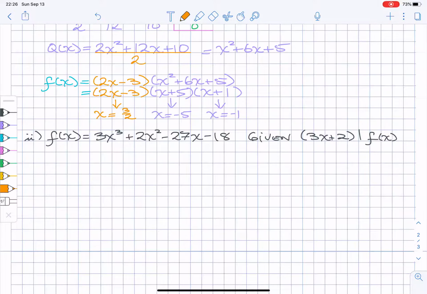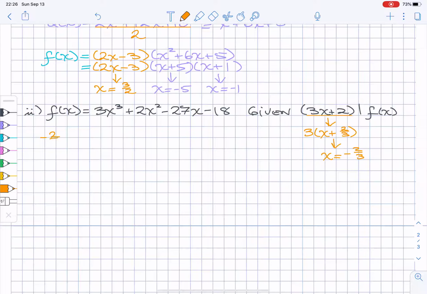Okay, so once again, I'm going to focus on the fact that this has a 3. I'm going to factor out the 3, which means this is x plus 2 divided by 3, meaning that my root is x equals negative 2 divided by 3. So let's put a negative 2 over 3, my upside down division symbol. Then I'm going to look at my coefficients in descending order of my polynomial, which are 3, 2, negative 27, and negative 18. So first step is to drop down the 3.